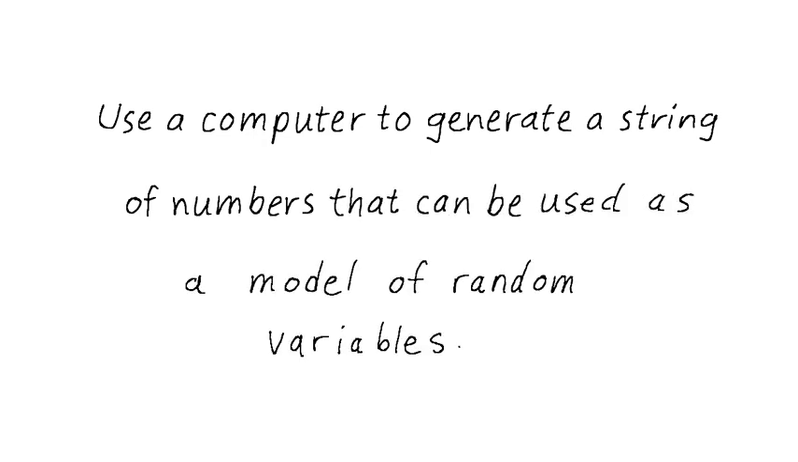In this video, we'll see how to use a computer to generate a string of numbers, or sequence, that can serve as a model of random variables. Our principal target will be the uniform 0-1 distribution. A random variable that comes from this distribution is continuous.